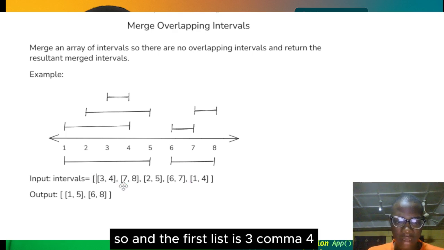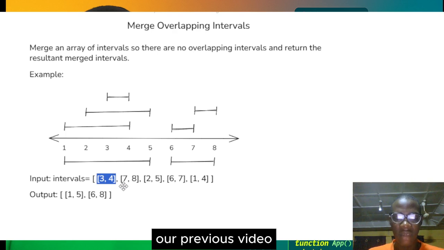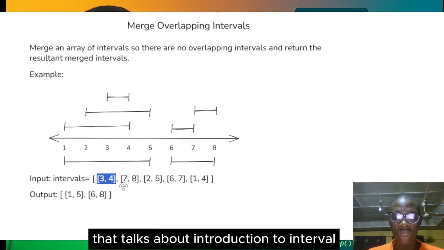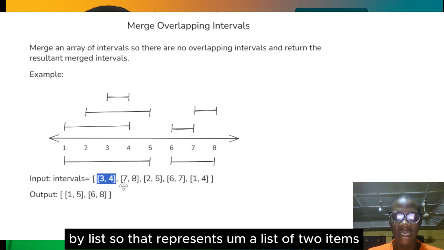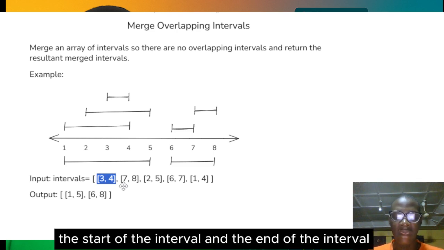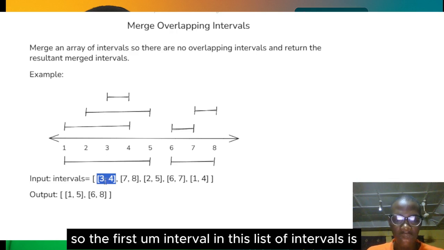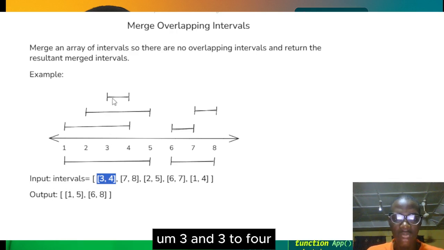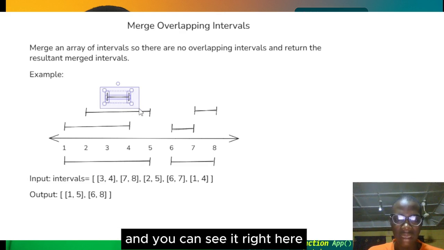The first list is 3, 4. If you followed along with our previous video that talks about the introduction to intervals, you know that an interval is represented by a list of 2 items: the start of the interval and the end of the interval. So every interval will have a start and an end position. The first interval in this list of intervals is 3 to 4, where the start is 3 and the end is 4, and you can see it right here, 3 to 4.